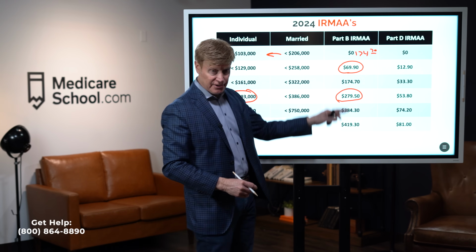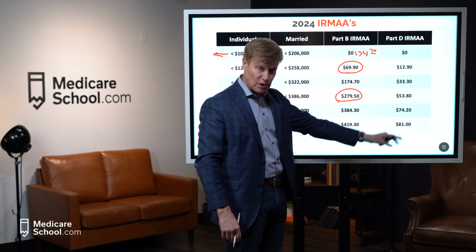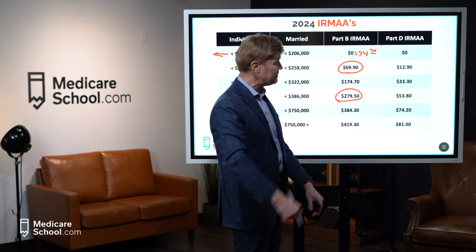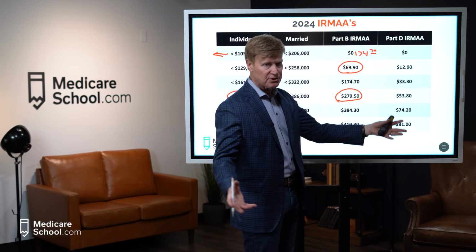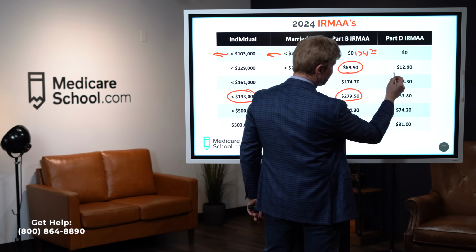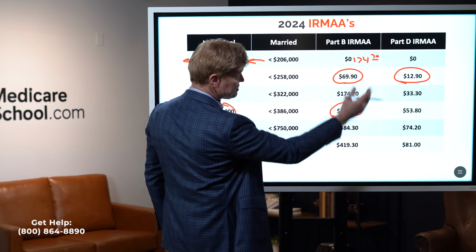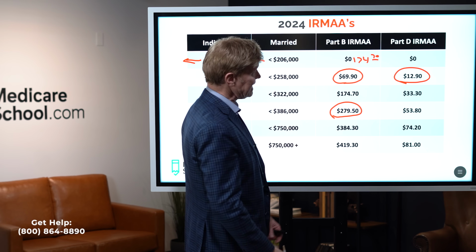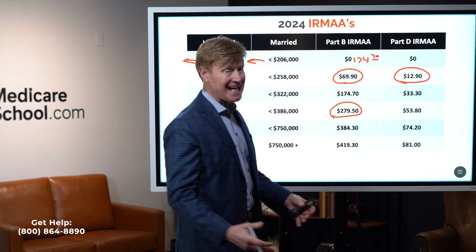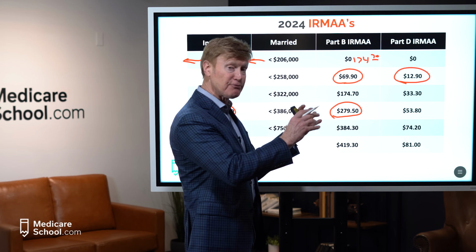Now, if I have a B IRMAA, we have these same income thresholds. Now they're going to add something to my drug plan, either standalone or integrated within the Advantage plan. Again, they're substantially less. And so this person that had a B IRMAA of $69.90 also has a D IRMAA of $12.90. So what is that? That's going to be $82.80. So they're paying an extra about $83 a month for their Medicare.